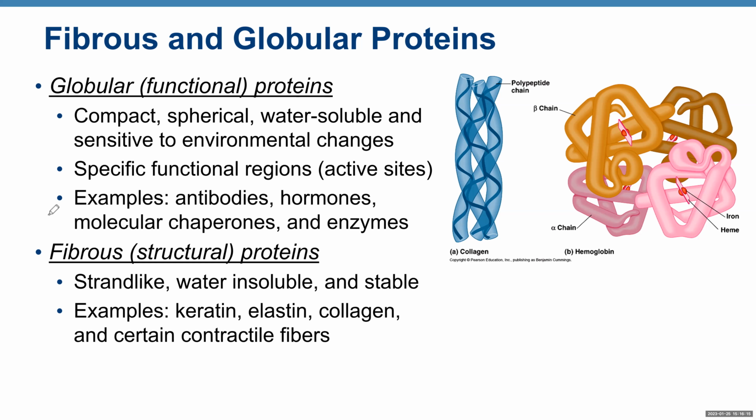Now, fibrous proteins are strand-like. They are water insoluble and stable. Examples would be keratin, a major protein of your hair and your nails, elastin, and collagen. Those are proteins found in the dermis of your skin, and certain contractile proteins, such as actin and myosin in your muscle cells that allow your muscles to contract. Right, so you can see on this diagram, of course, it's just a diagram, not the real structure of a protein, but here is collagen, a strand-like, water-insoluble protein found in your skin, for example. And here's hemoglobin, the protein found inside your red blood cells that delivers oxygen to your cells.